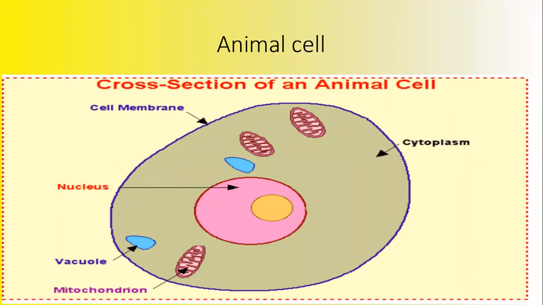First one is the cell membrane. This is the part of the cell which is common to plants and animals. The cell membrane is the outer covering of the cell. It works like your school gatekeeper. It allows only certain materials to move in and out of the cell. It also gives the cell its shape. It gives proper shape to the cell.